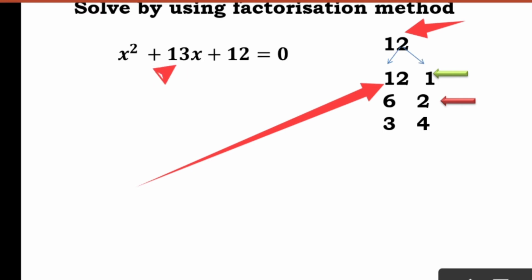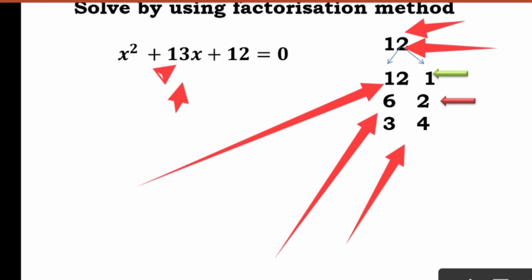If you take 6 and 2, you get 12, but if you add or subtract them, you will get 8 or 4, which doesn't fit the middle term. Similarly for the last one, 3 plus 4 becomes 7, and if you subtract, it becomes minus 1 or plus 1. If you multiply, you get 12, but the middle term won't fit this equation. Therefore the best one is the first one, 12 times 1. So we go with that.